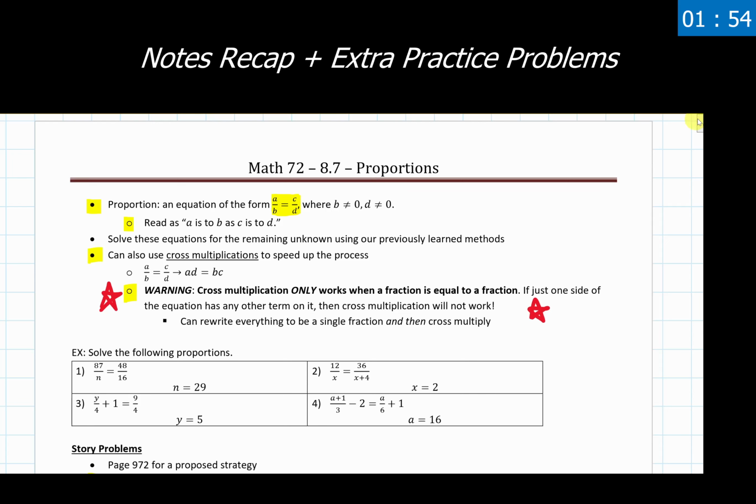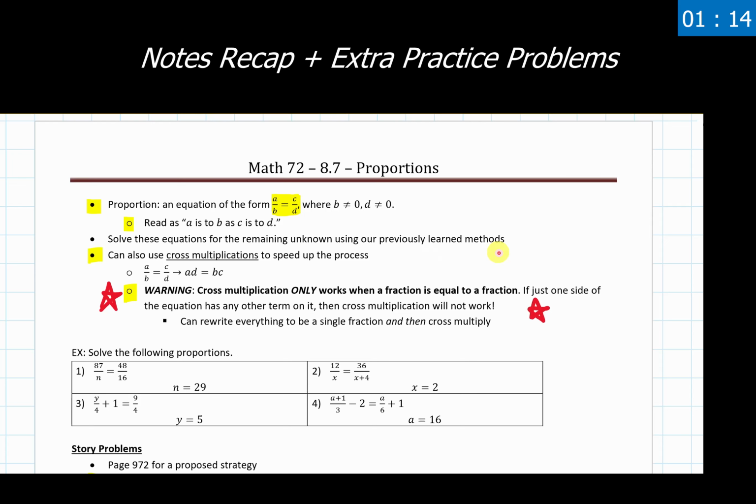Bringing things together as a quick recap of our proportion material, we had our general setup that we covered, a fraction equaling a fraction. If we do have that showing up with these types of problems, then cross multiplication is an available option to us that we can use to speed up the solving process. Remember that cross multiplication can only be used if we have a fraction equal to another fraction. If we don't have that showing up, as we saw with our third and fourth examples, the mechanical problems here, then we can use any of our previously learned methods to go through and solve these things.